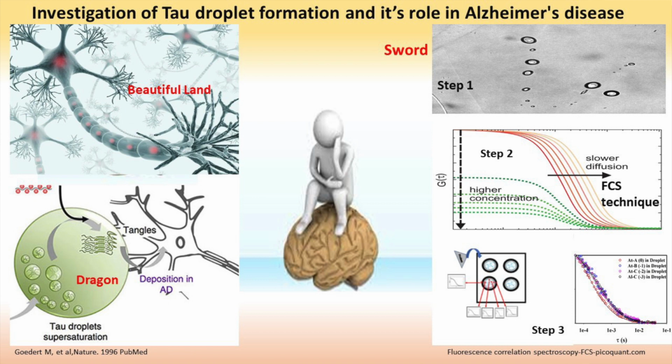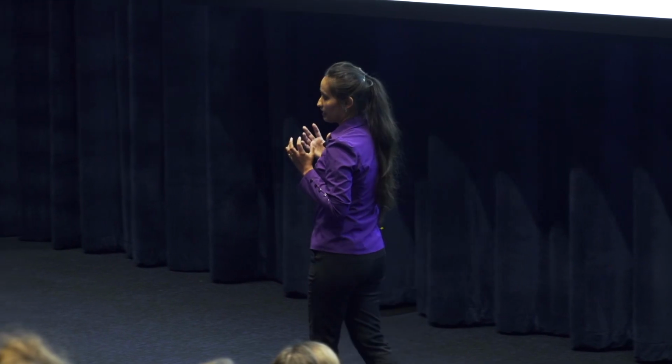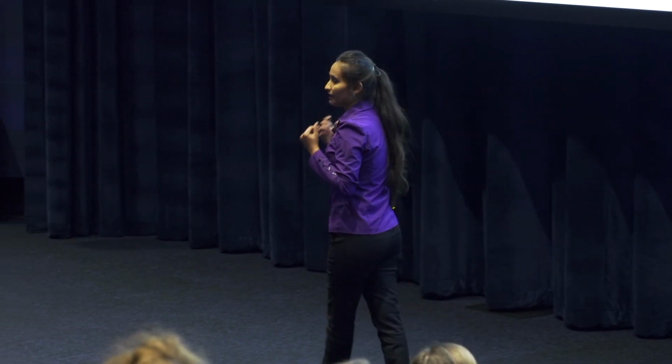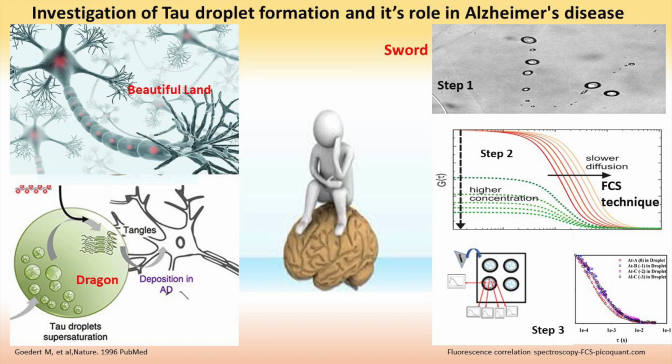So what happens in the unhealthy neurons? In unhealthy neurons, this tau protein first forms droplet-like structures, and it allows certain kinds of particles to enter inside the droplets. And then these droplets try to aggregate or form tangles, leading to the Alzheimer's disease. So we really need to make the sword to stop these tau aggregates.